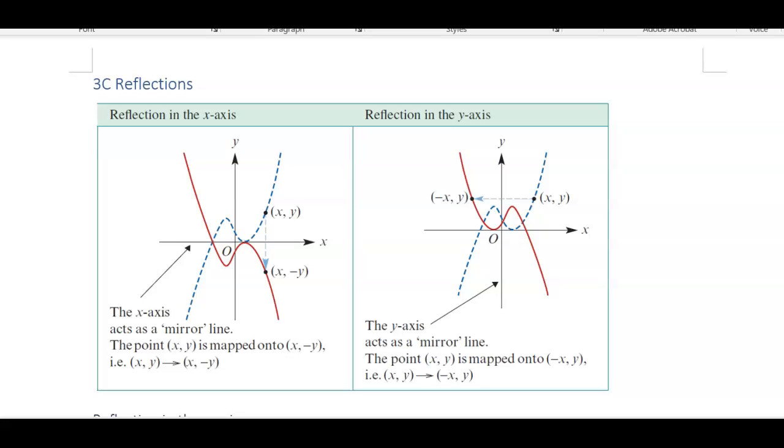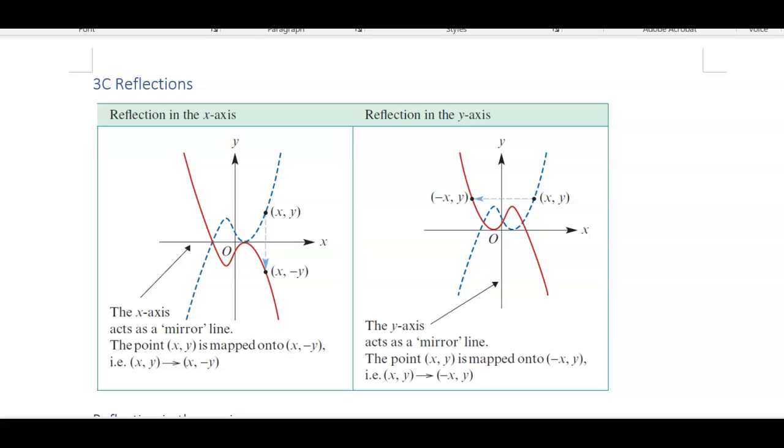Hi everyone, in this video we're going to go through 3C reflections. So we've already done translations, which is moving left or right, up or down, so you're moving along the axes. Dilation, so you're dilating the graph so it becomes wider or narrower. And now we're looking at reflection.